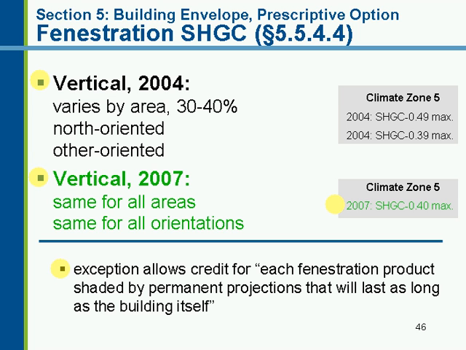And remember the key portion here: it has to be a permanent projection and it has to last as long as the building itself. So this could be some sort of metal screening or could be different things, some wood lattice if you have a smaller building. It would typically not include fabric awnings, which would not last that long.